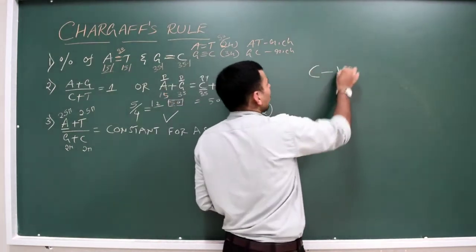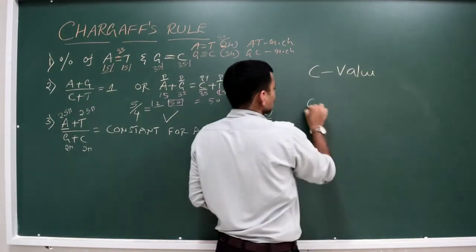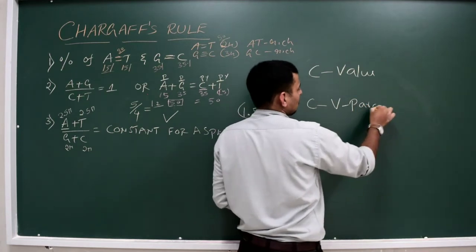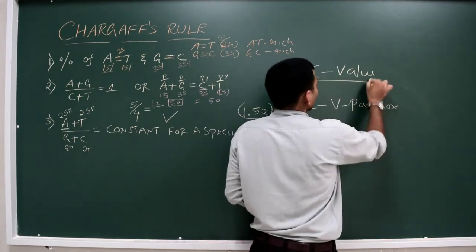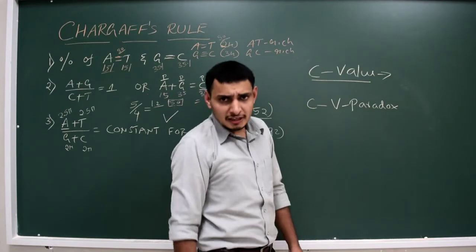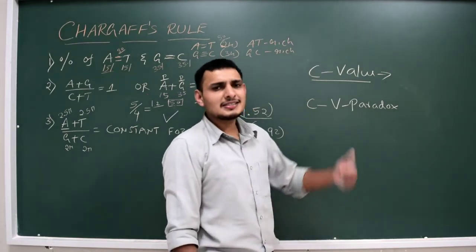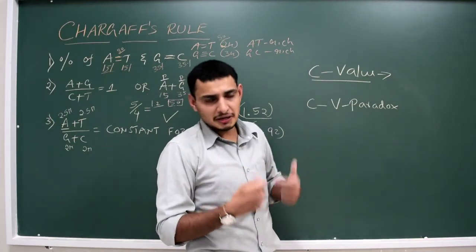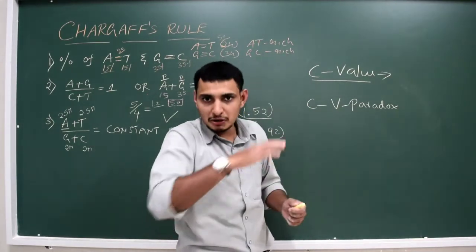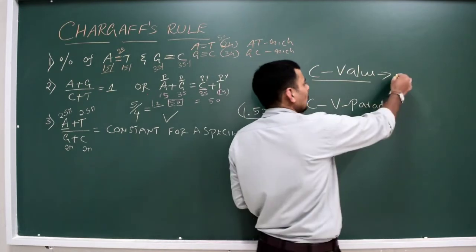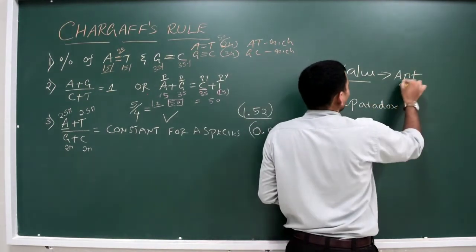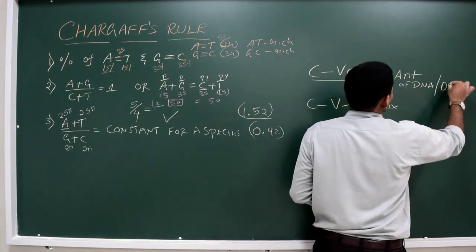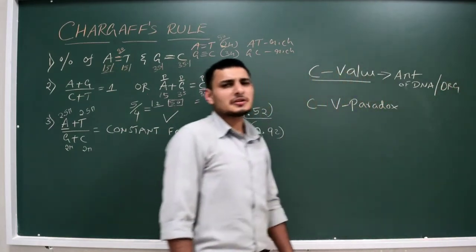What is C value, or what is C value paradox? See, I have not written value paradox. C value is the amount of DNA present in an organism. What is the total amount of DNA present in my body? I mean a particular organism, right? It is normally constant for a particular species. So it is the total amount of DNA present in a particular organism.